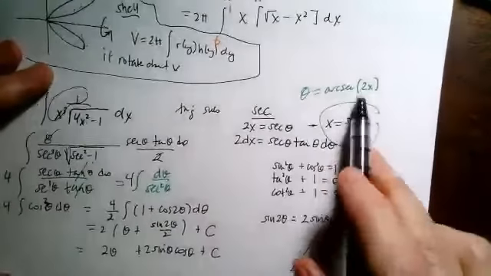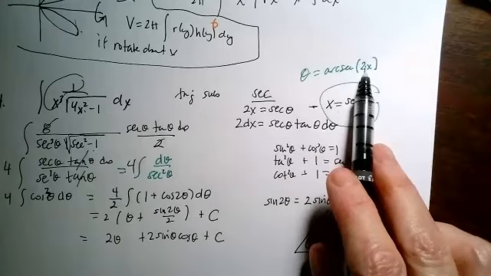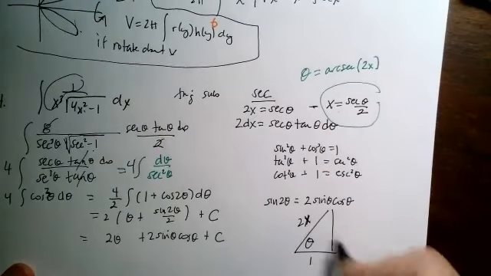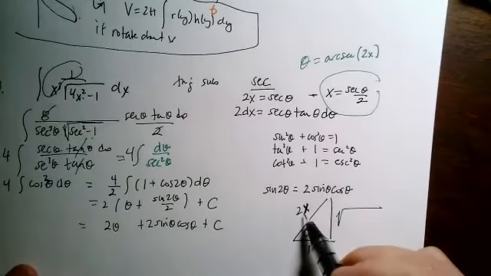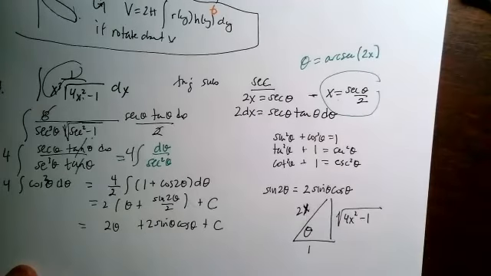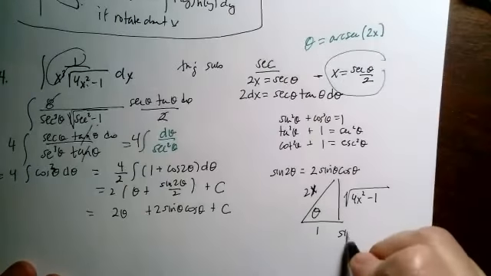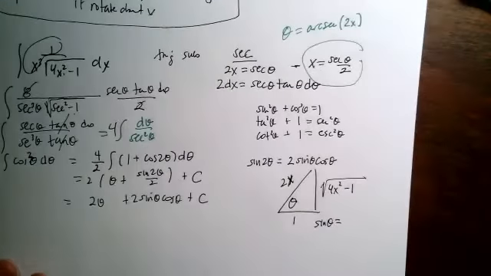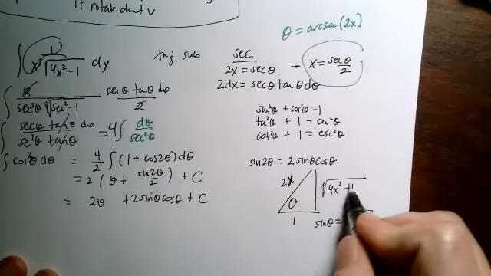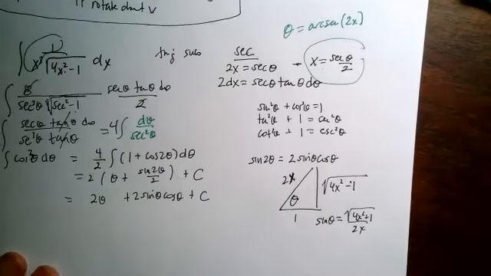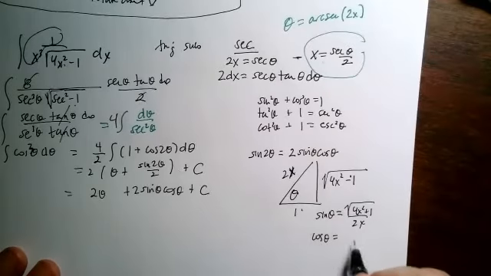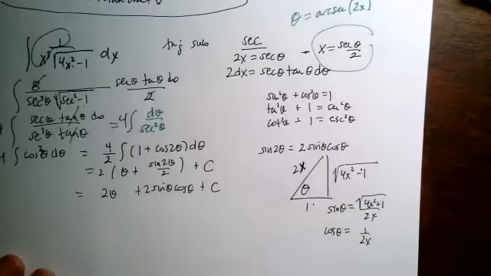Okay, so theta is the arcsecant of 2x, and that's going to be the hypotenuse over the adjacent. And so the opposite side we can calculate. That's going to be the square root of this side squared minus 1. Okay, so what is the sine of theta? Opposite over hypotenuse. And what's the cosine of theta? Adjacent over hypotenuse. So we can plug those in.